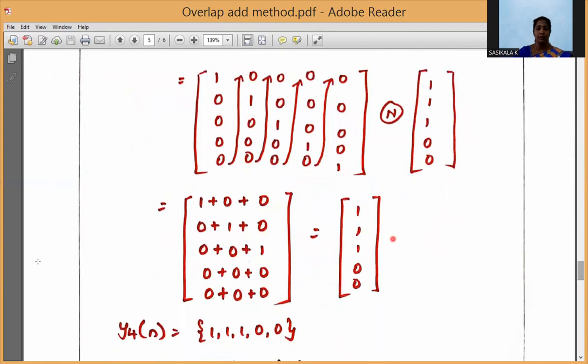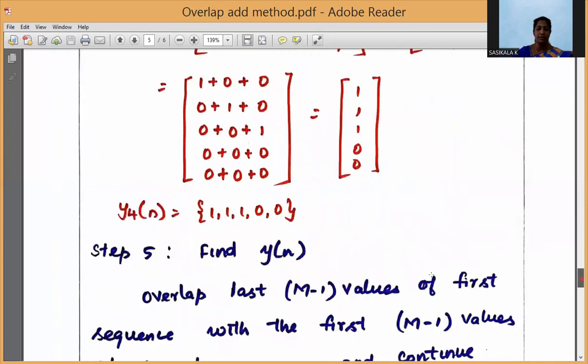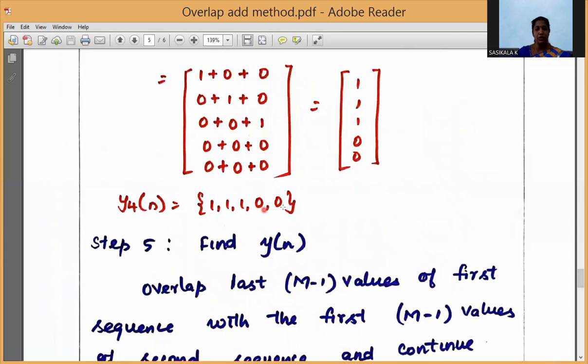Now multiply the row by column. So I'll be getting 1 into 1 plus 0 into 1 plus 0 into 1. Second row 0 into 1 plus 1 into 1 plus 0 into 1. Third row 0 into 1 plus 0 into 1 plus 1 into 1. Fourth row 0 into 1 plus 0 into 1 plus 0 into 1. And fifth row 0 into 1 plus 0 into 1 plus 0 into 1. So I'll be getting 1, 1, 1, 0, 0. So y4 of n is equal to 1, 1, 1, 0, 0.